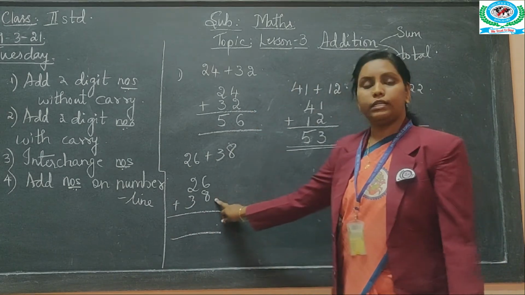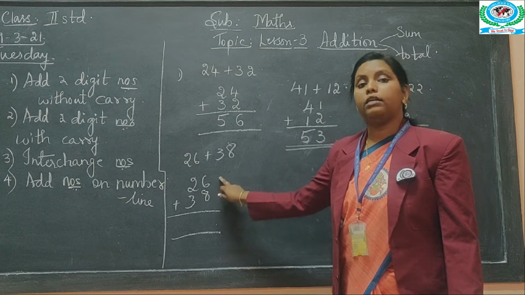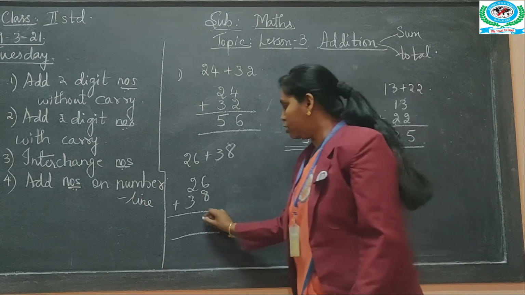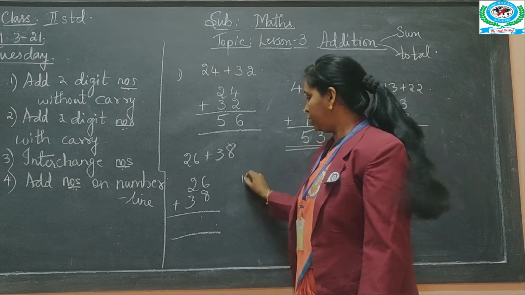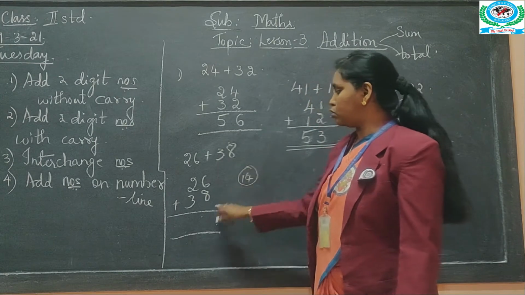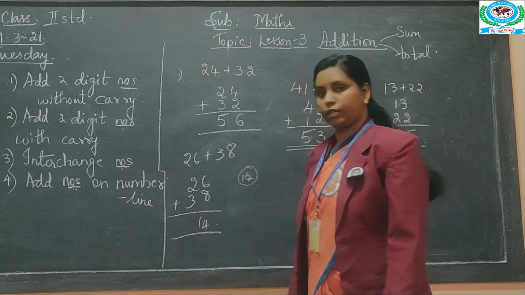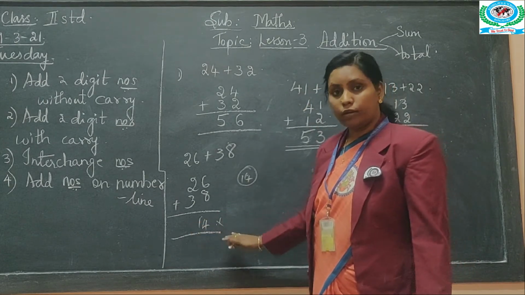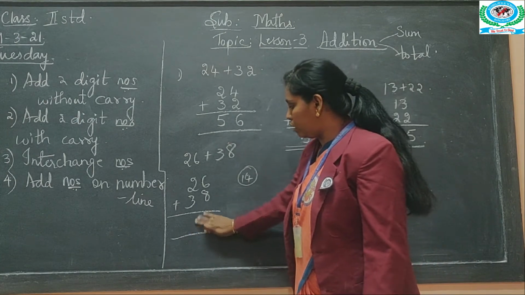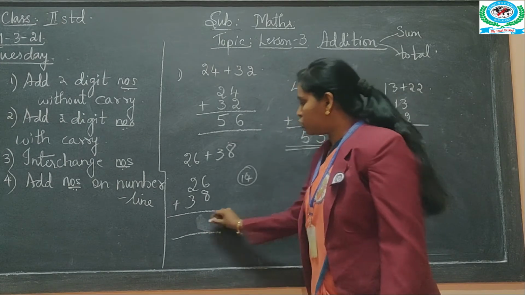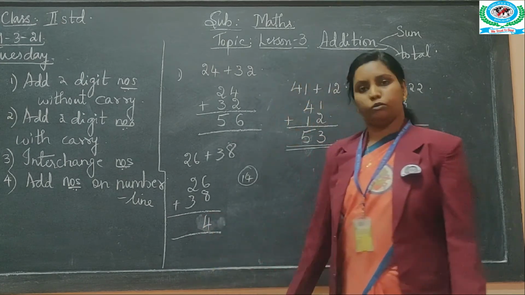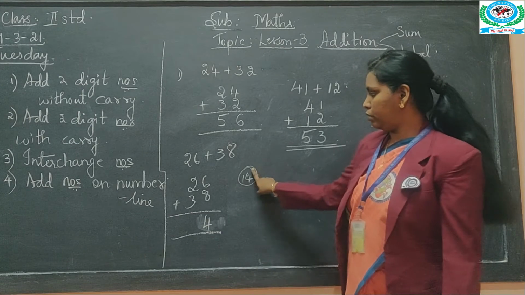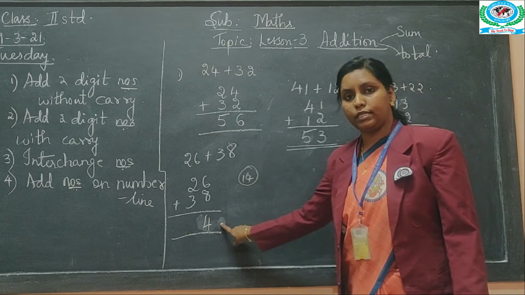6 plus 8 is 14. 6 and 8 you will get as 14. So what will you do here? 14 is a 2-digit number, so you can't write 14 here, isn't it? That is wrong. Yes or no? So 14 you cannot write here. For that, what you have to do is write 4 in the units place only.